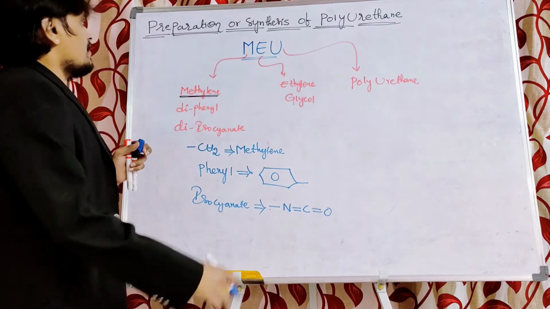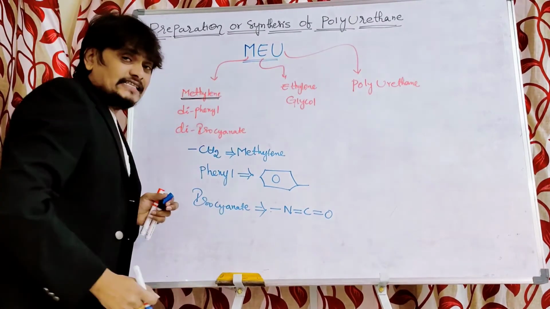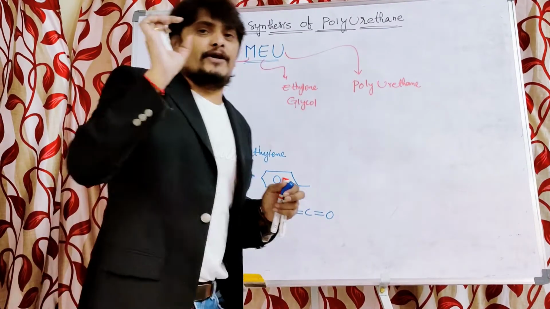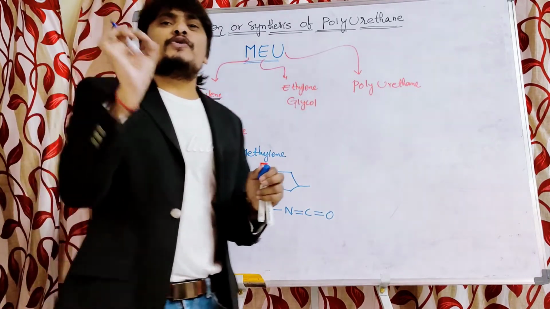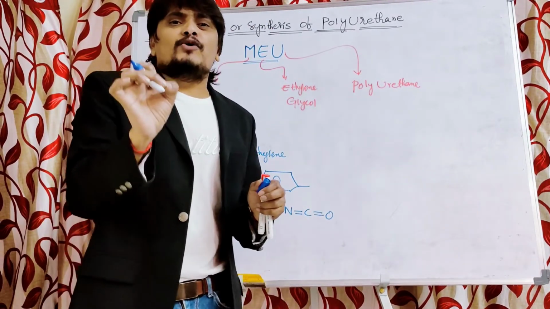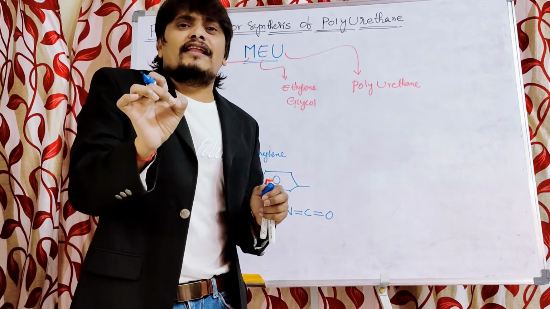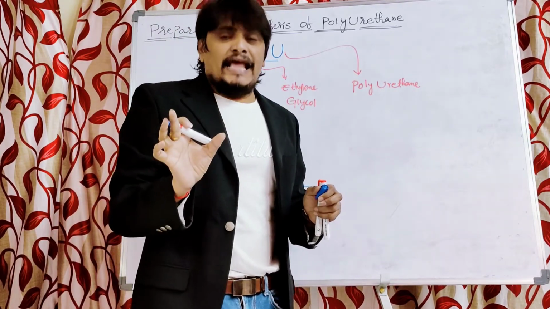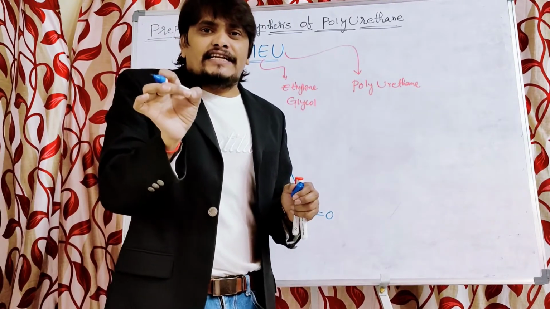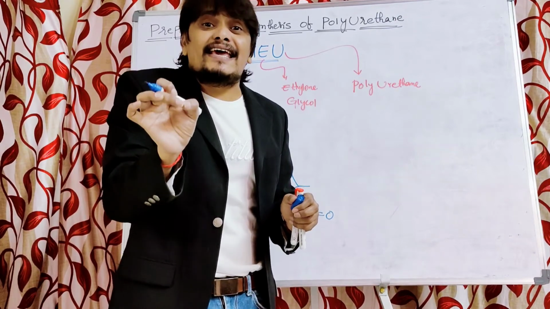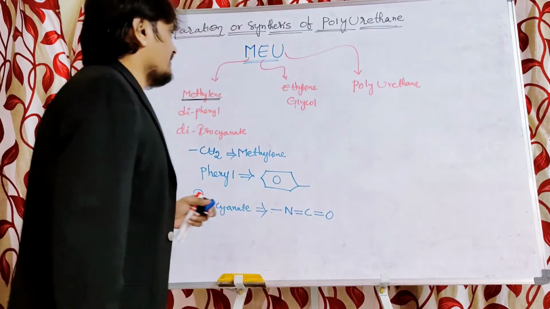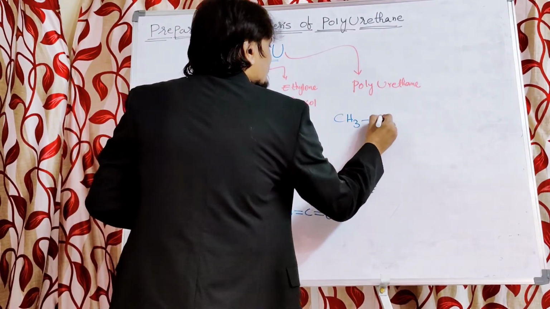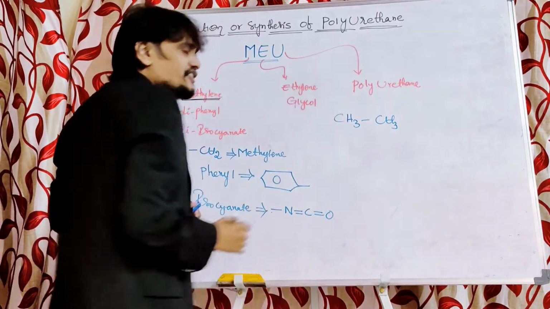Now, the second one, students, is ethylene glycol. How to remember the structure of ethylene glycol? In order to remember it, you have to remember the starting material from which ethylene glycol is derived. That starting material is ethane. What is ethane? CH3-CH3. This is the most familiar structure.